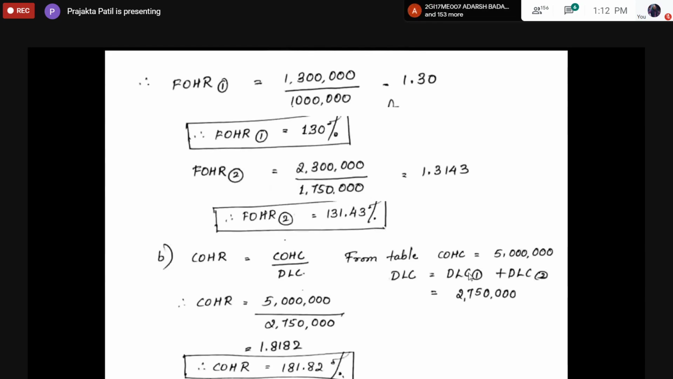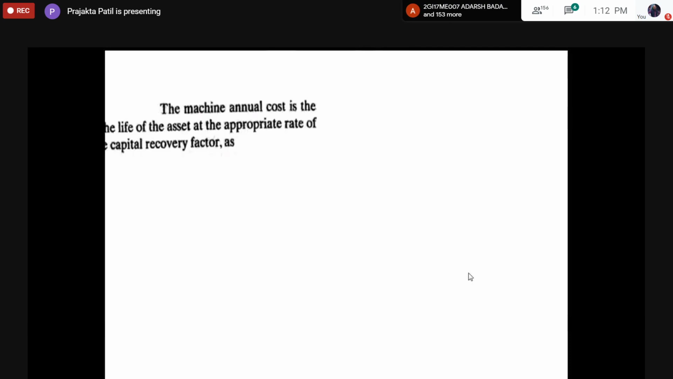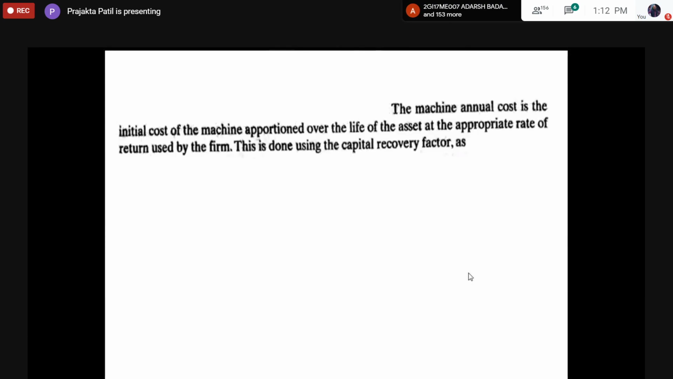Okay, so let's proceed to the next. The last part of this manufacturing cost is the cost of equipment usage. I just missed the title here. The cost of equipment usage.